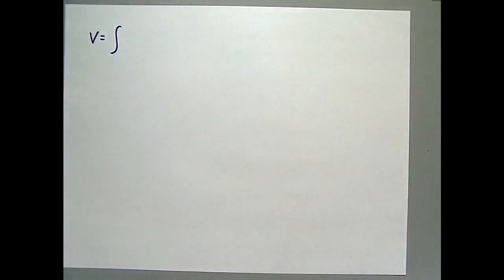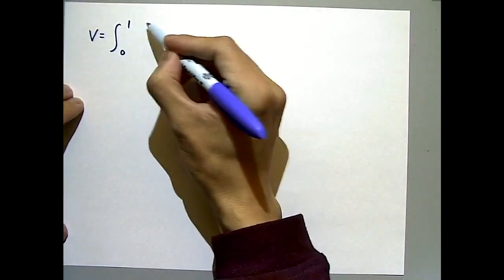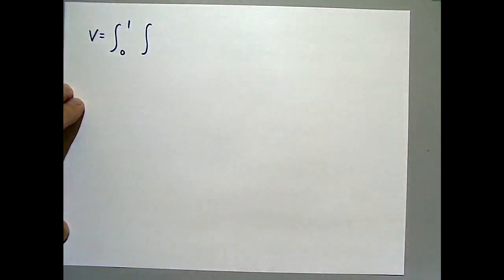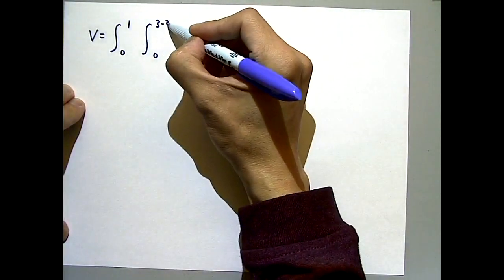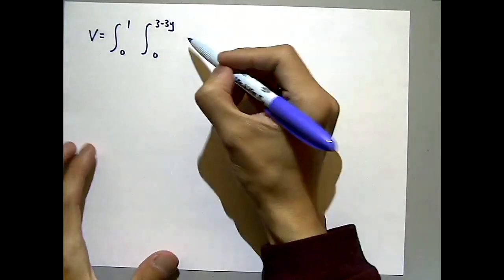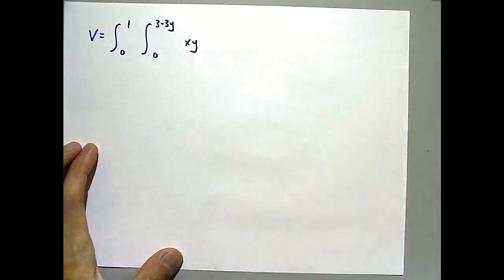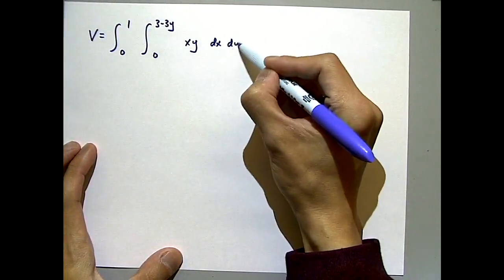Type 2, we're going to have to do y last, 0 to 1. Do x first. X goes from 0 to 3 minus 3y. The height of that surface is xy. And we're integrating x first and then y last.